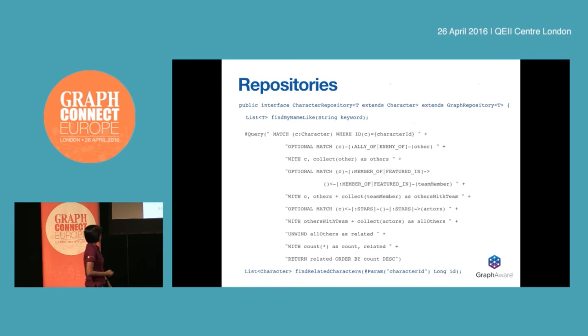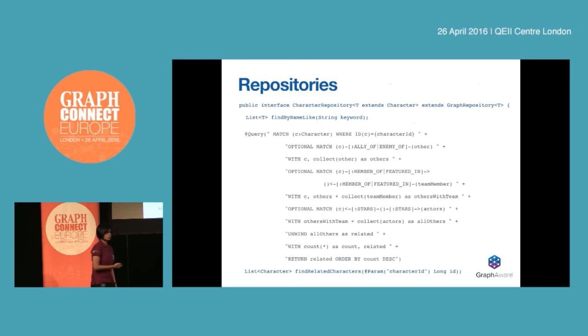Okay, so repositories. Don't read the query. I will tell you what it does. It's kind of simple but long. The first thing, your repositories are your standard Spring Data repositories, with the only difference that you now extend graph repositories. It gives you all the things that you expect from Spring Data out of the box. So find by ID, save, load, etc.